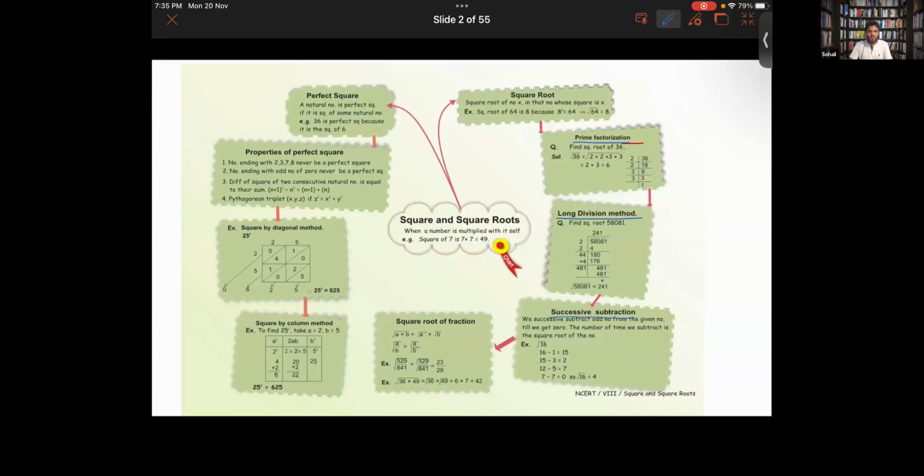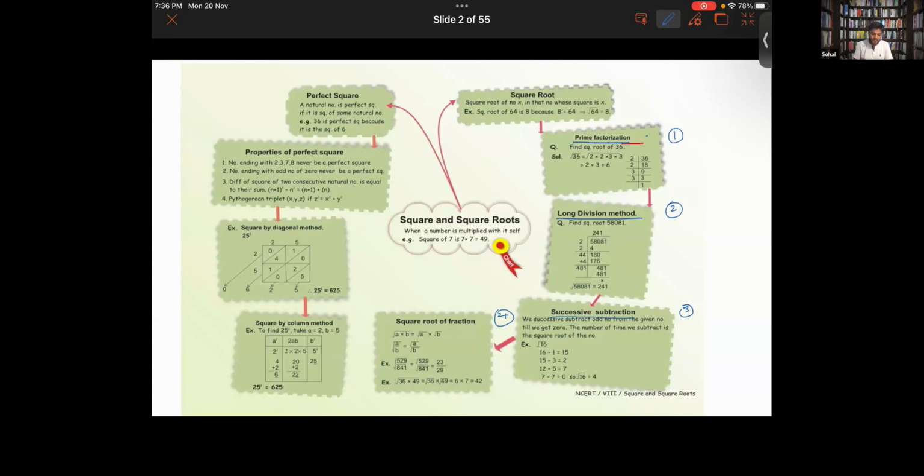Okay. Look here. Diagonal is not for the square root. Diagonal method is not to find the square root. Diagonal method is to find the square of a number. So these are the methods to find the square roots: the method of prime factorization is one, second is the long division method, third is the successive subtraction, fourth is the square root of a fraction.